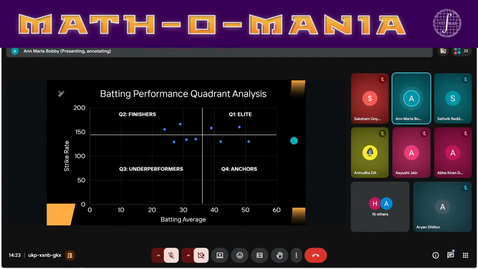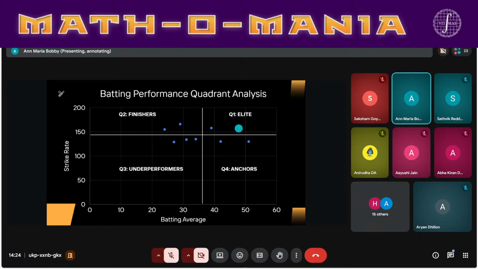So here comes the batting performance quadrant analysis. Here we can see quadrant one, which has the elite players, quadrant two, which has the finishers, quadrant three, which has the underperformers, and quadrant four, which has the anchors. In quadrant one come the players who, as I have mentioned before, have both a high batting average and a high strike rate.